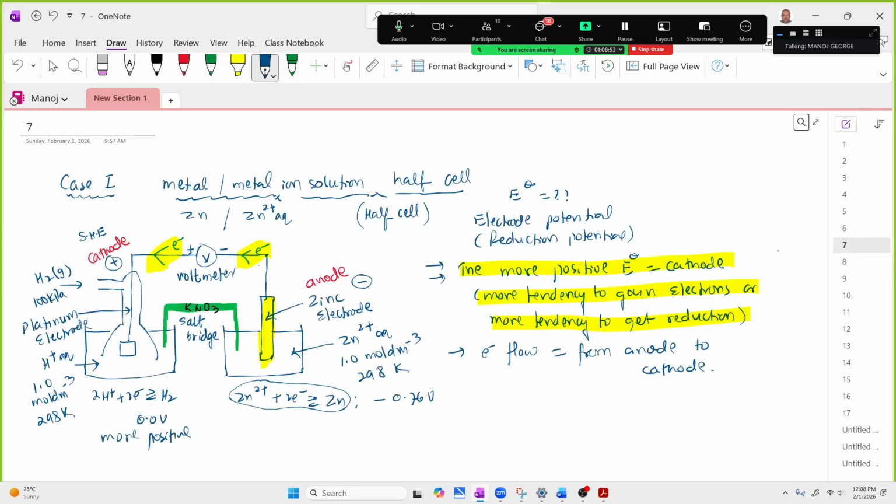Now, what do you think the voltmeter is going to give you? Guys, very quickly, please put that in the Zoom chat. What is the job of a voltmeter there? A voltmeter gives you the cell voltage, correct?